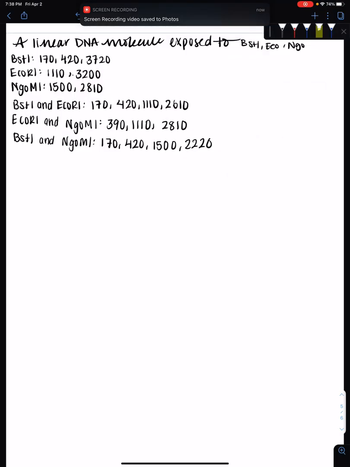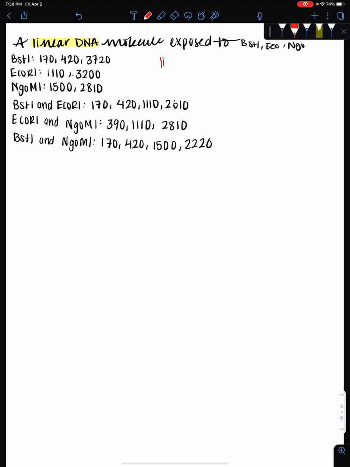Alright, so here's an example with a linear piece of DNA. The difference with linear DNA is you're going to be using lines. So I'm just going to draw, I guess, an equation that might help you with linear DNA. So the number of fragments you have minus 1 equals the number of cuts you have.